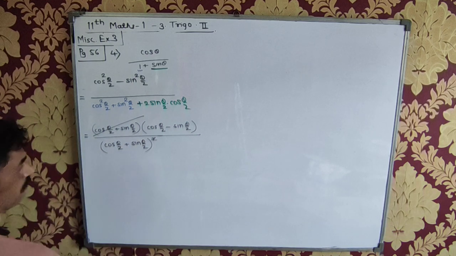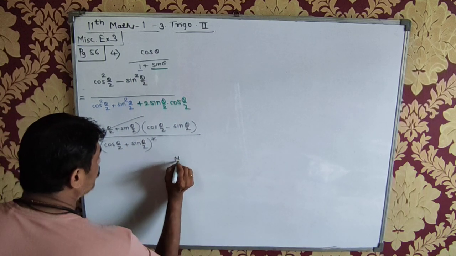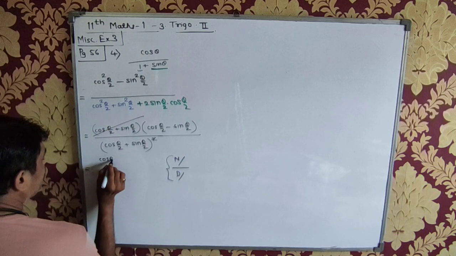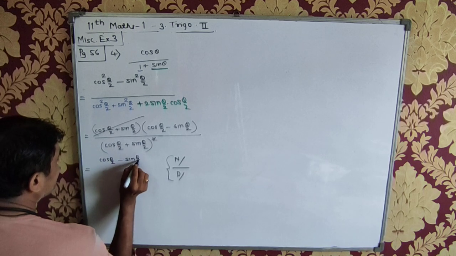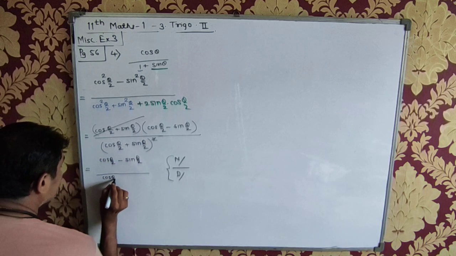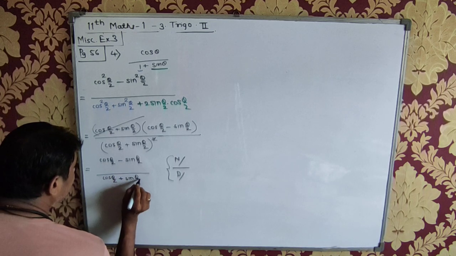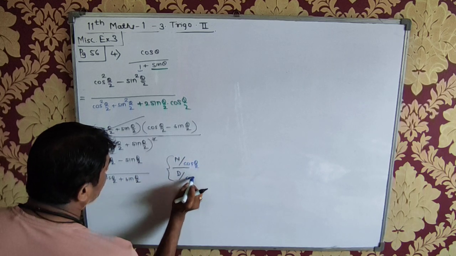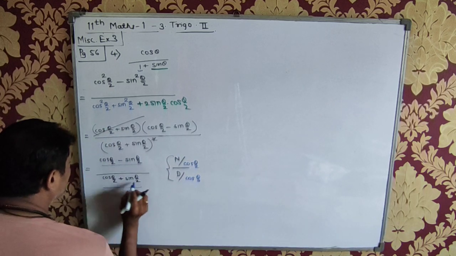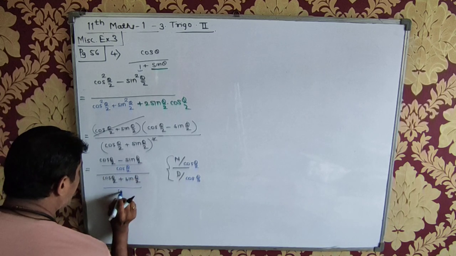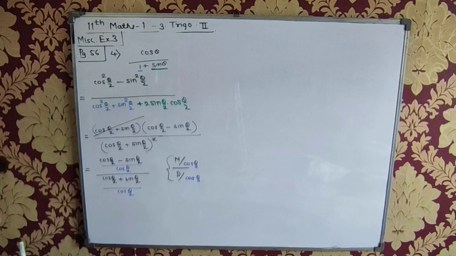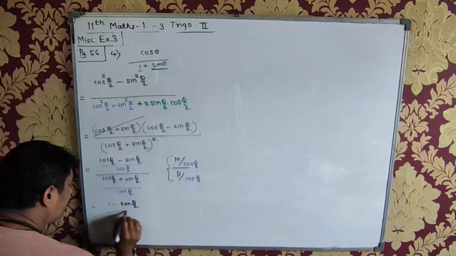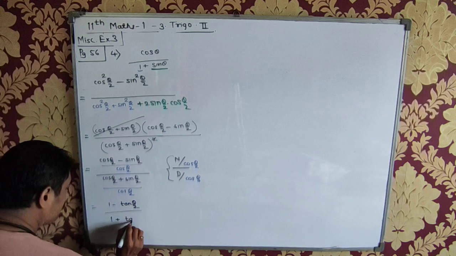इसमें से एक कैंसिल हो जाएगा. Whatever is left there, you divide both the numerator and denominator by something. Can you tell me what is that something? Cos theta by 2 minus sin theta by 2 upon cos theta by 2 plus sin theta by 2, divided by cos theta by 2. So what do you get there? Bolo. 1 minus tan theta by 2 upon 1 plus tan theta by 2.